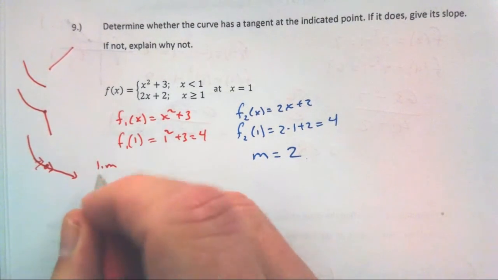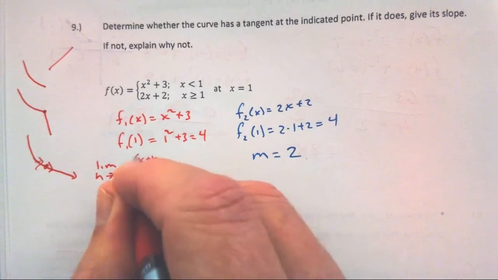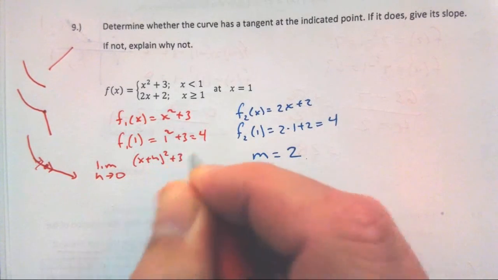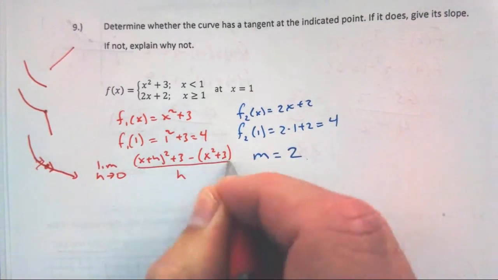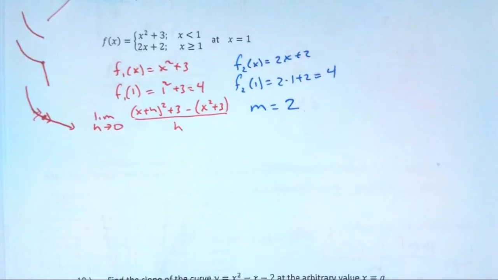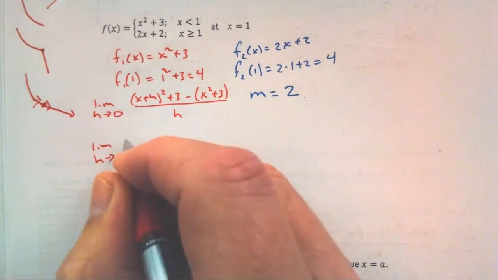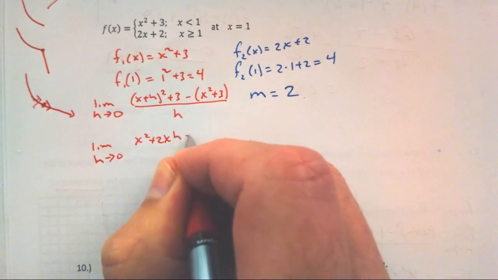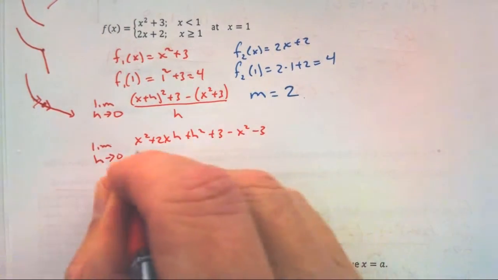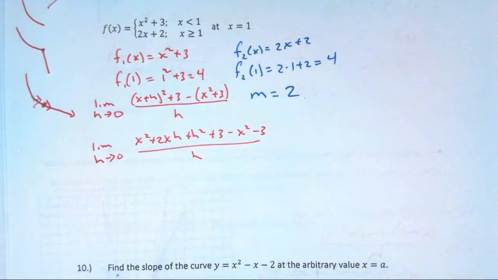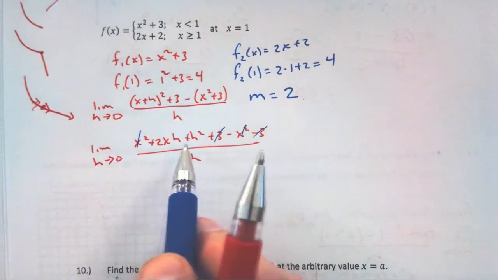So, limit as h approaches 0, we want the slope of this guy, (x plus h) squared plus 3 minus (x squared plus 3) all over h, because I just don't think you're sick of it yet. I'm sure you're saying you want to bet. x squared plus 2xh plus h squared plus 3 minus x squared minus 3 all over h. What good happens? This guy better cancel. It did. This guy better cancel. It did. Those guys might. They reduce.